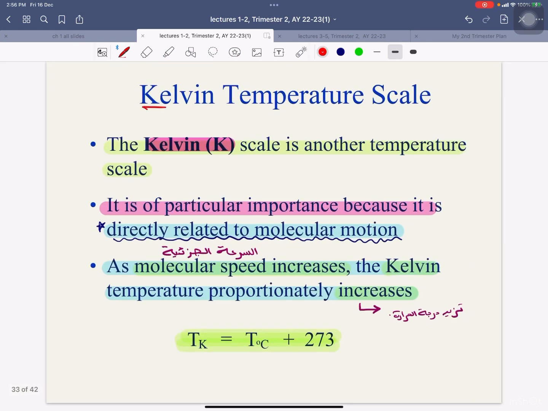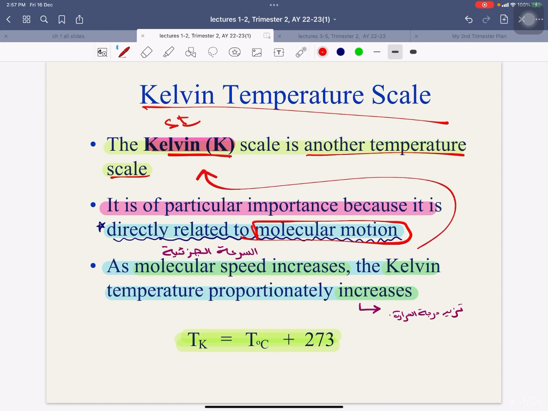However, the Kelvin temperature scale. The Kelvin K scale is another temperature scale. It's the SI unit of temperature, Kelvin. It's of particular importance because it's directly related to molecular motion. So temperature related to molecular motion tells me we're talking about the Kelvin scale. As the molecular speed increases, the Kelvin temperature also increases. So when the molecular speed increases, the temperature rises.